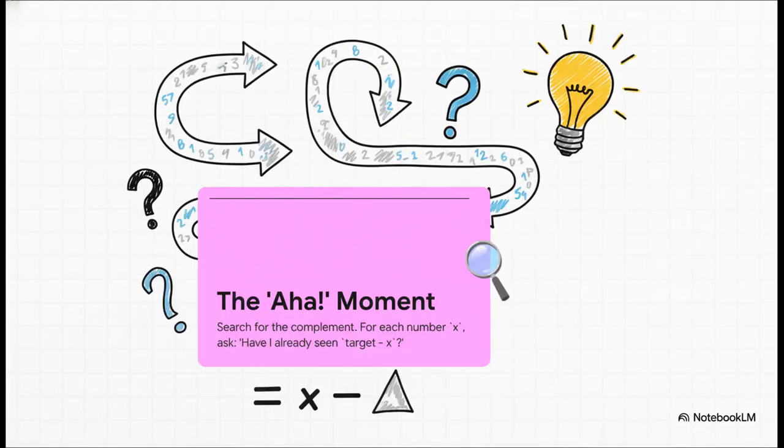And here it is. This is the aha moment. Instead of checking every pair, we're going to flip the question on its head. For every number we look at, let's call it x, we calculate what we need to reach our target. We'll call that its complement. Then we just ask a simple question. As I've been walking through this array, have I already seen the complement number?